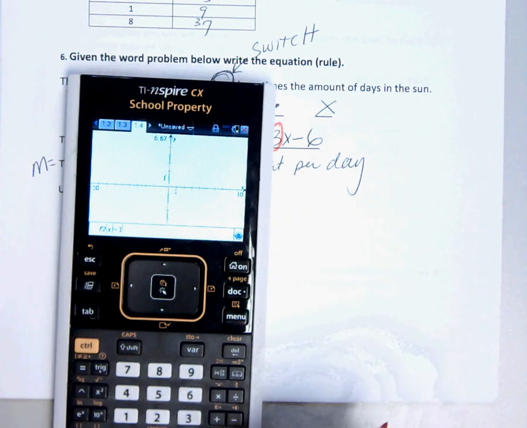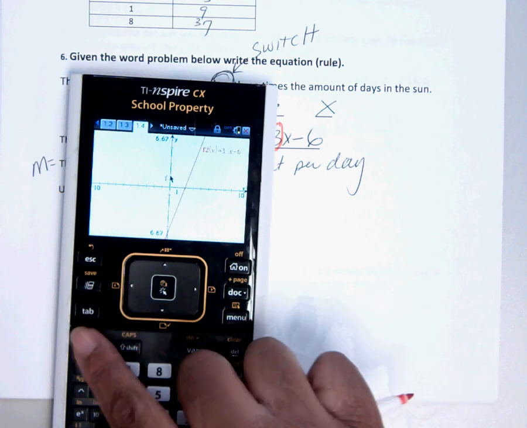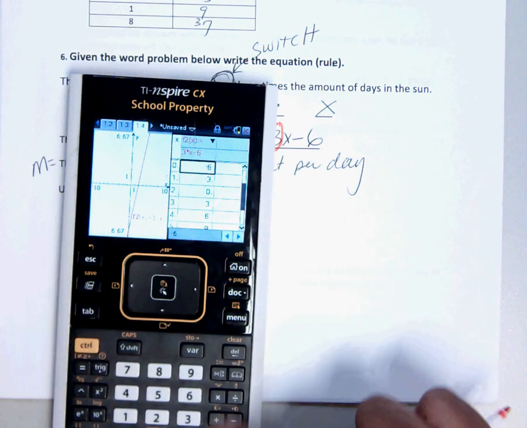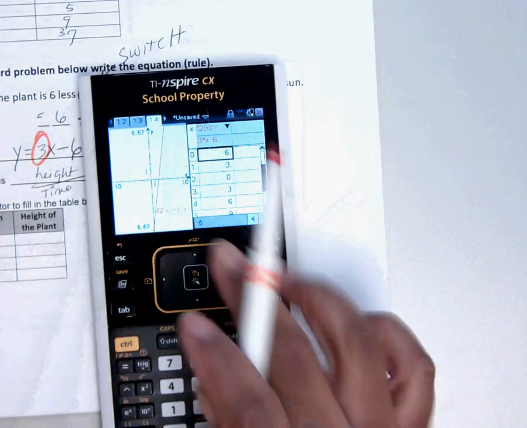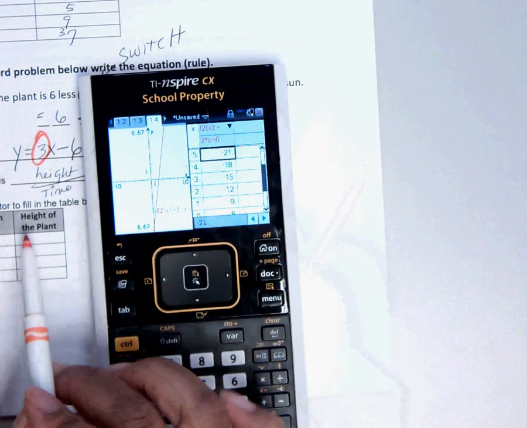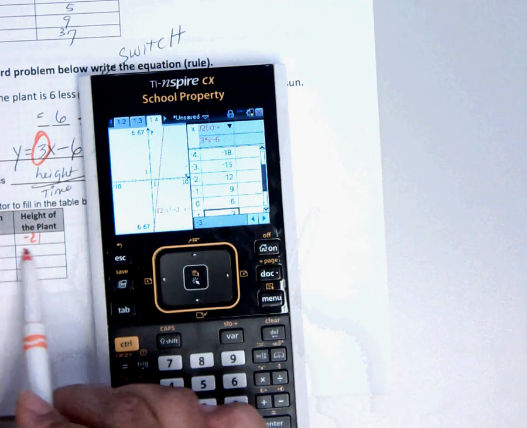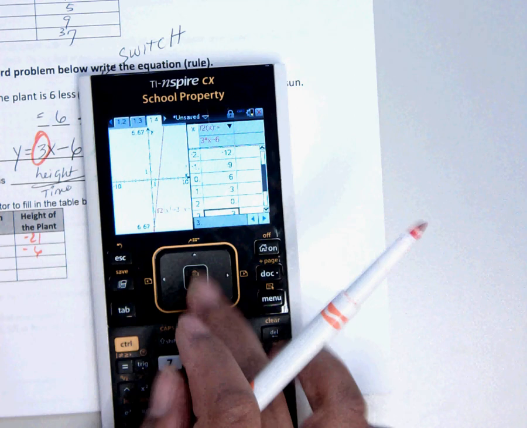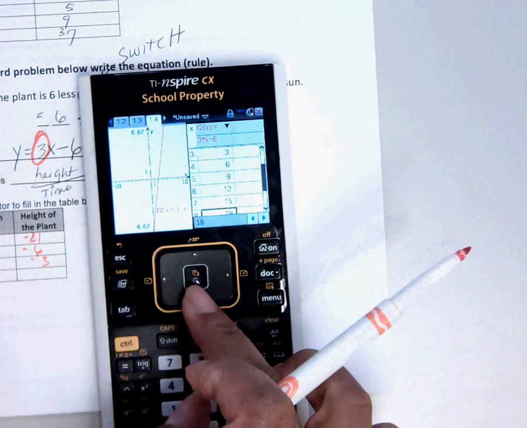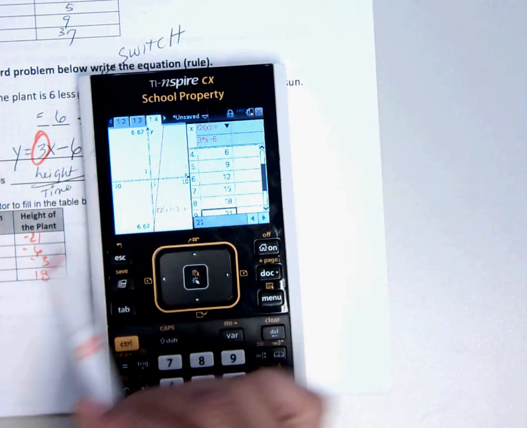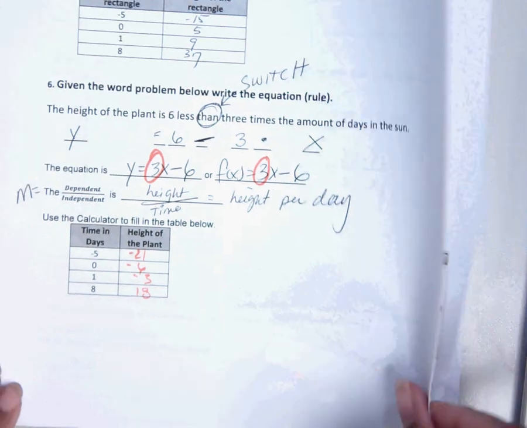Now I'm going to put 3x minus 6, enter. Hit Control T, and there's my table. So I'm going to use these values and put them in my table. For -5, I would put -21. For 0, I would put -6. For 1, I would put -3. And for 8, I would put 18. Okay? And there's your finished table.